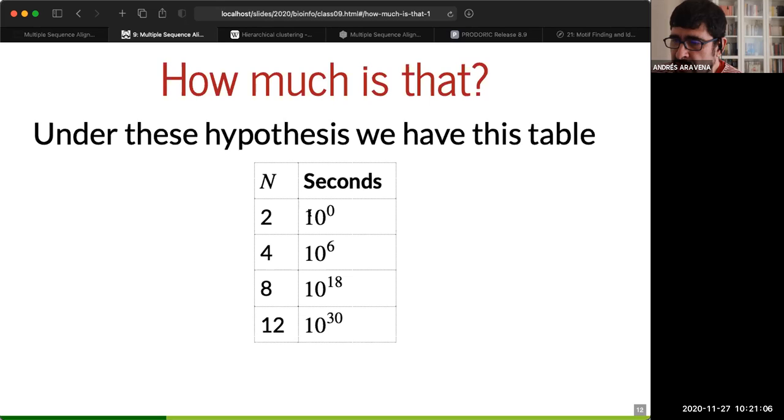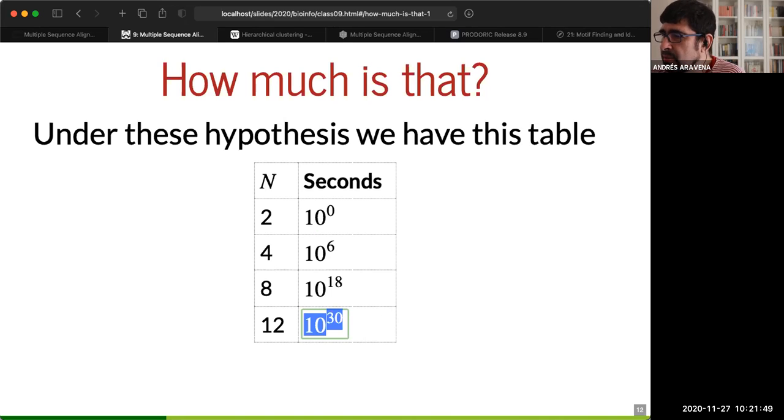But this is the exponential. This is 1 second. This is 10 days. This is 1 million centuries. And how much is 10 to the 30 seconds? Well, let me tell you this. The age of the universe is something like 10 to the 21, 10 to the 24 seconds. In other words, if we started doing this with the Big Bang, we still wouldn't finish. We need like 1 million universes to solve 12 sequences, all the story of the universe.